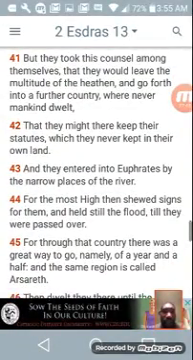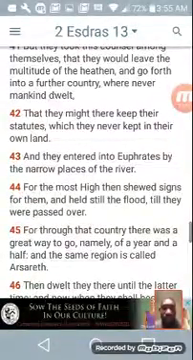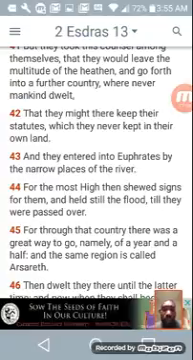But they took this counsel among themselves, that they would leave the multitude of the heathen and go forth into a further country where never mankind dwelt. That's right. And that's why they also call this place the New World, because they knew no one ever dwelled here. Because King Solomon sent the army over here, Hiram's army, which was the Canaanites' army, to get different things for them, but they didn't dwell here.